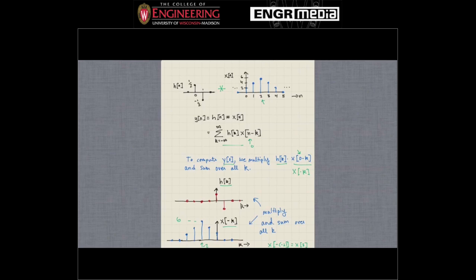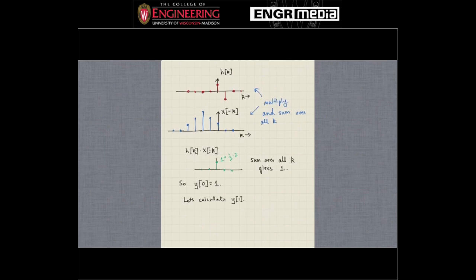All right, so what next? What do we do next? Well, we're going to multiply these two signals together, h of k and x of minus k, and then we're going to sum them up over all values of k. All right? So I've got that written again on the same page. So we have these two signals, multiplying them together.